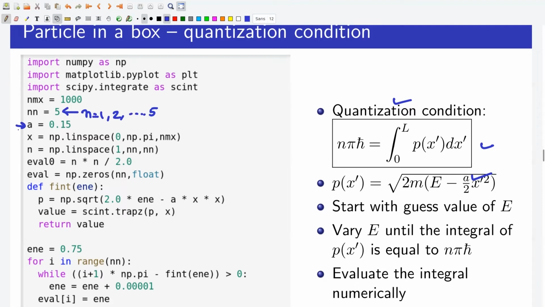The value of A defines the strength of the harmonic potential. We shall compare the results for different values of A. Eval0 is the energy eigenvalue for the particle in a box having V equal to 0. I take the box length L equal to π, and I also take m and ħ to be equal to 1. In that case, the energy eigenvalue is given by En equals n² by 2.